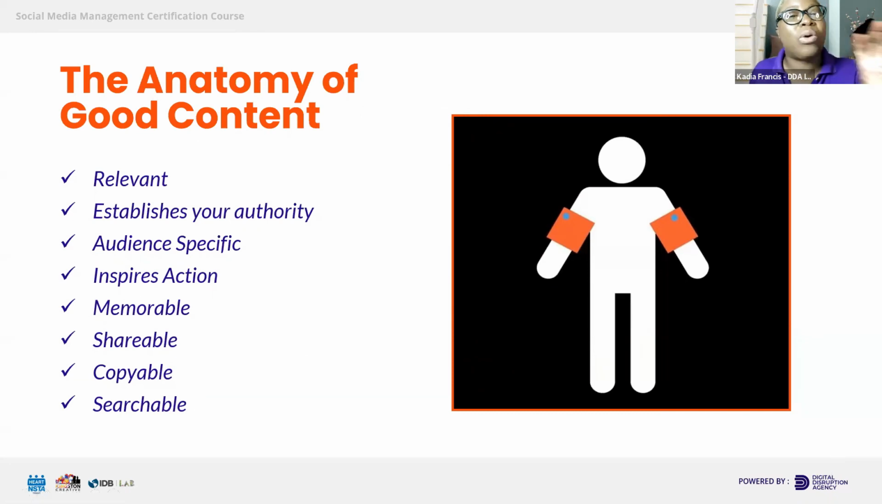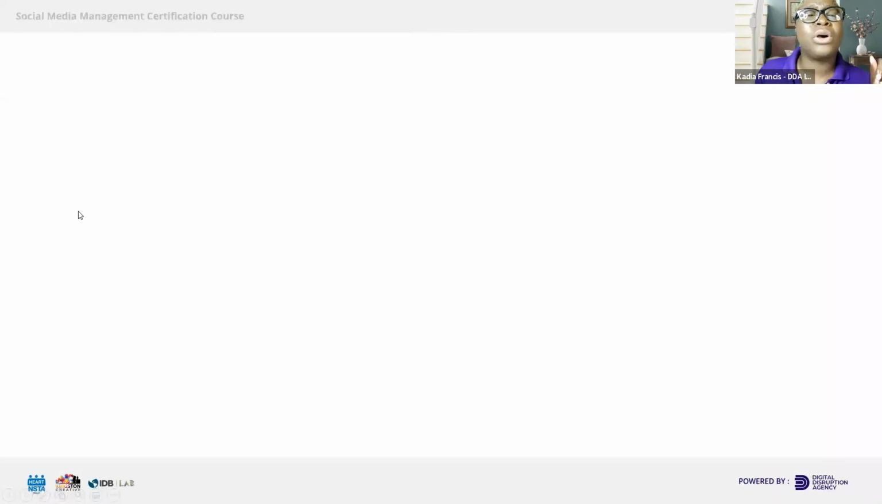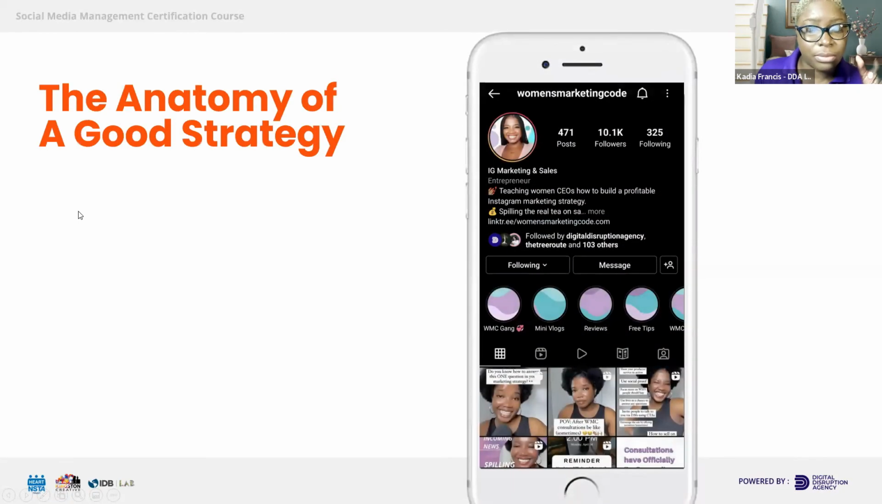So this is why I use it as an example of good content, because it hits every single one of these points. Memorable, inspires action, is very audience specific because it's talking about true crime, but for people who are more interested in the psychology behind crime. It establishes their authority, which is why everybody is now talking about JCS inspired, because they set that genre. They created, quote unquote, this kind of genre. It's relevant to that audience, shareable, copyable, searchable, all that good. It hits every mark. Let's talk about the anatomy of a good strategy.